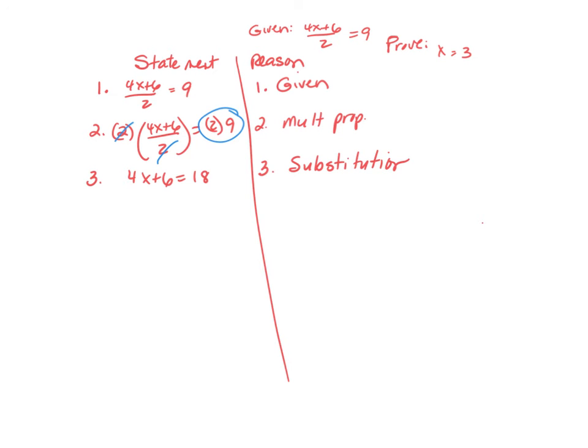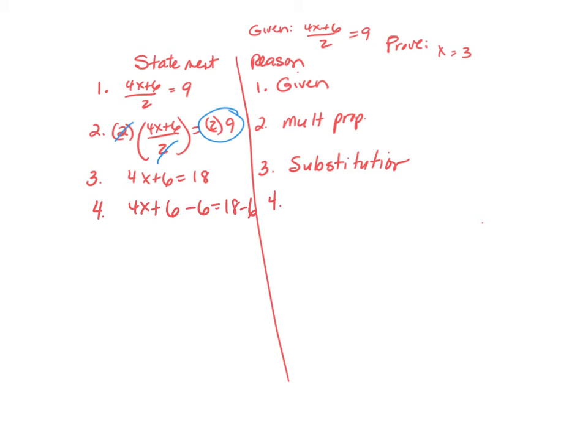So on 3, since we got rid of the 2 2's and we combined 2 times 9 is 18, that is cleaning it up, so that's substitution. Anytime you just make it more simple by doing some of the math from the one before it, you're substituting, okay? So number 4 says 4x plus 6 minus 6 equals 18 minus 6.